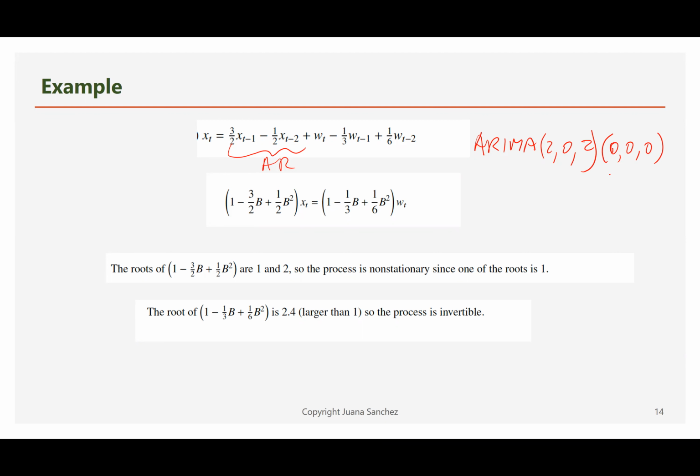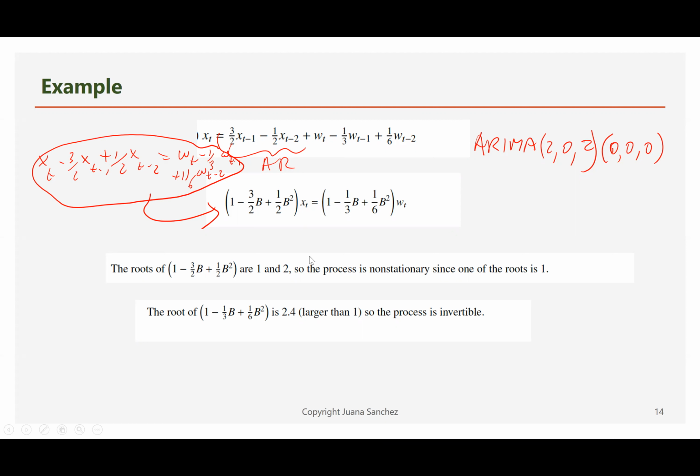And what we do is that we bring again, so we have x_t minus 3/2 x_{t-1} plus 1/2 x_{t-2}. And then we put the w_t minus 1/3 w_{t-1} plus 1/6 w_{t-2}. Okay, so that's the next step. And then that brings us to this polynomial notation, okay, using the backshift polynomial. And then we can check the roots.